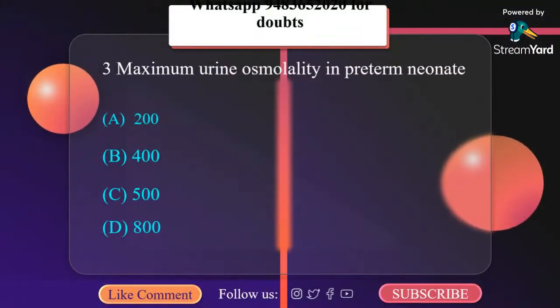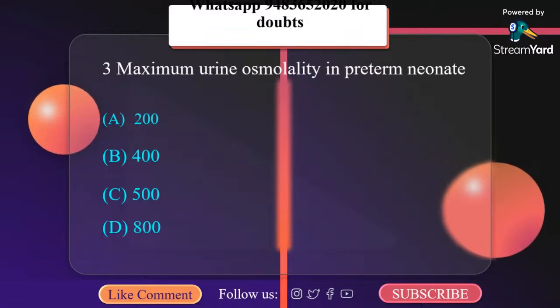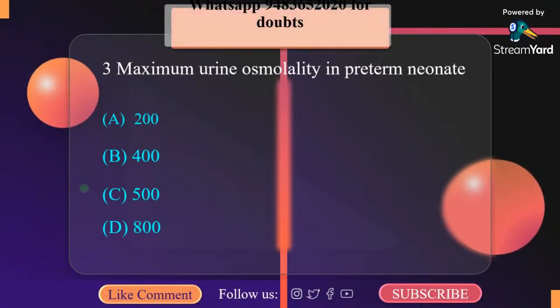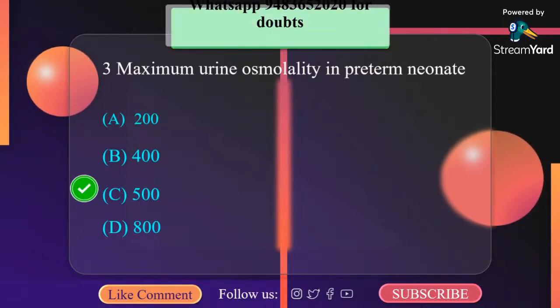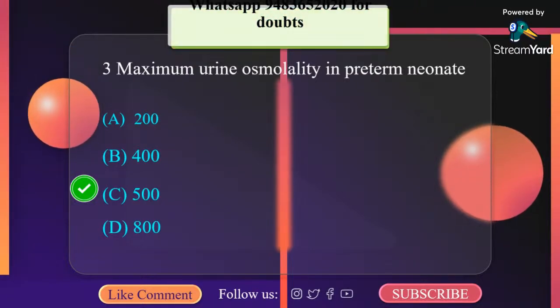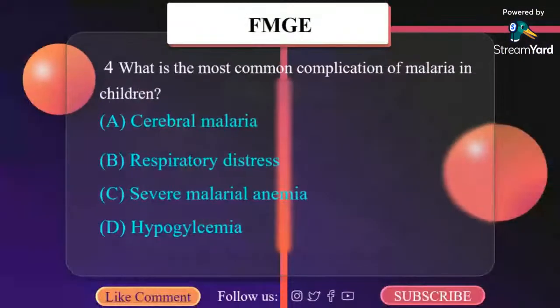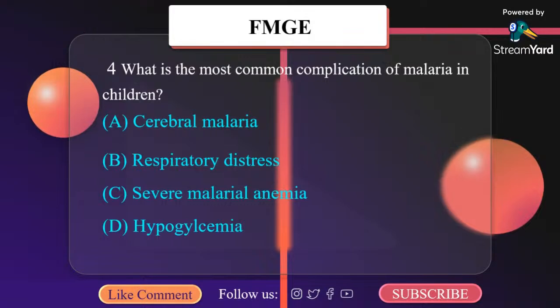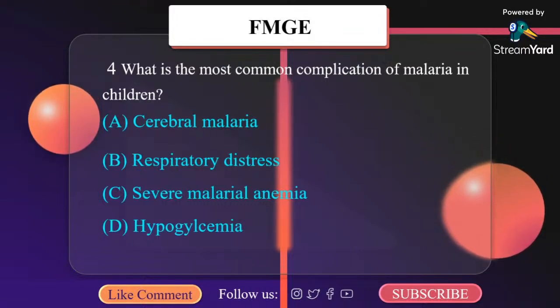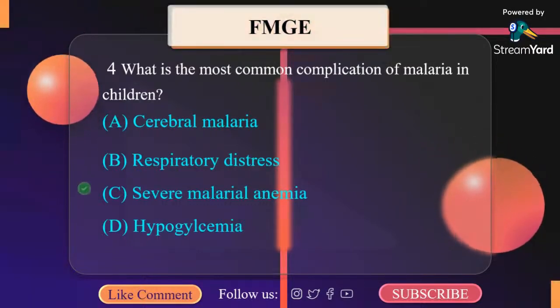Maximum urine osmolality in a preterm neonate is A. 200, B. 400, C. 500, D. 800. It is 500. What is the most common complication of malaria in children? Well, it is severe malarial anemia. It is the most common complication in children.